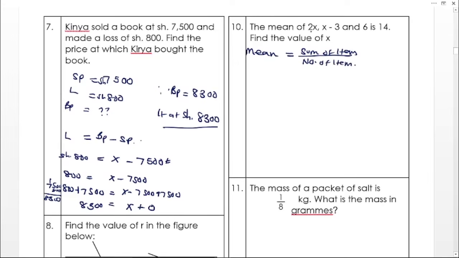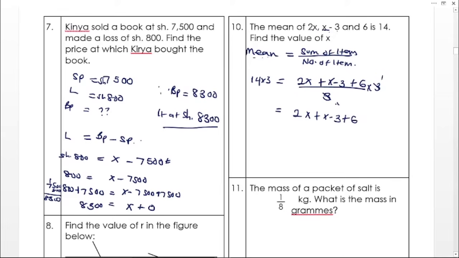So they are telling us that the mean of 2x, x minus 3, 6 is 14, meaning that our mean is given as 14 is equal to, now the sum of items we have 2x is the item plus x minus 3 then plus 6 divided by the number of items. How many items are there? 1 2 and 3 divided by 3 items. So we are going first ignore the denominator, we multiply throughout by the denominator, we don't cross multiply, no. So this is going to give us 2x plus x minus 3 plus 6.